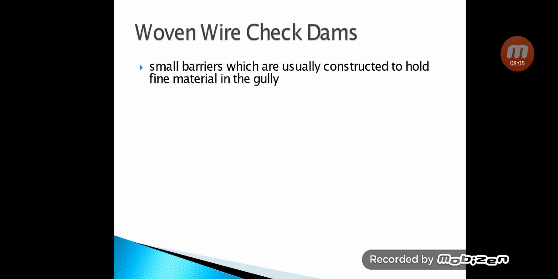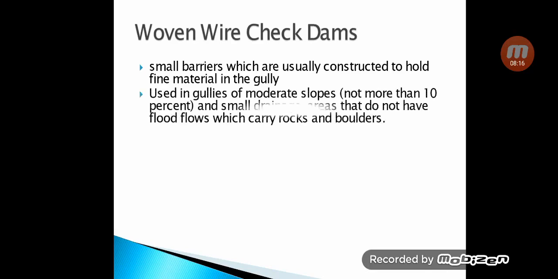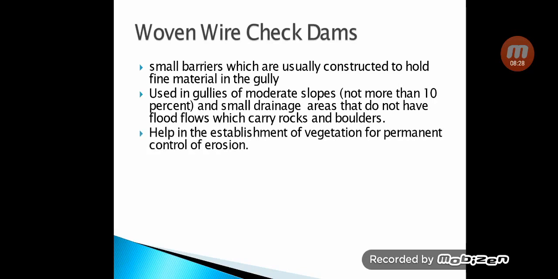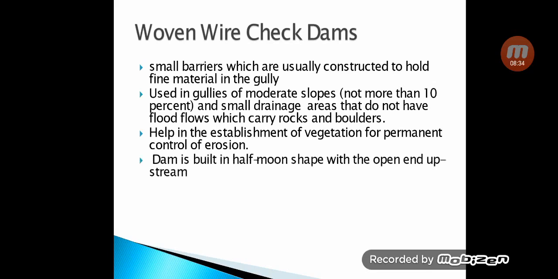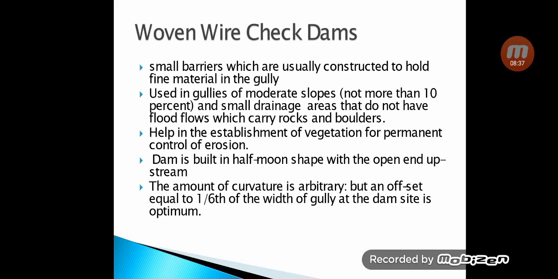These are made of woven wires. As the name suggests, they are small barriers which are usually constructed to hold fine materials in the gully. These are used in moderate slope regions, not more than 10%, and small drainage areas. They help in the establishment of vegetation for permanent control of erosion. The shape of this dam is half moon shape.